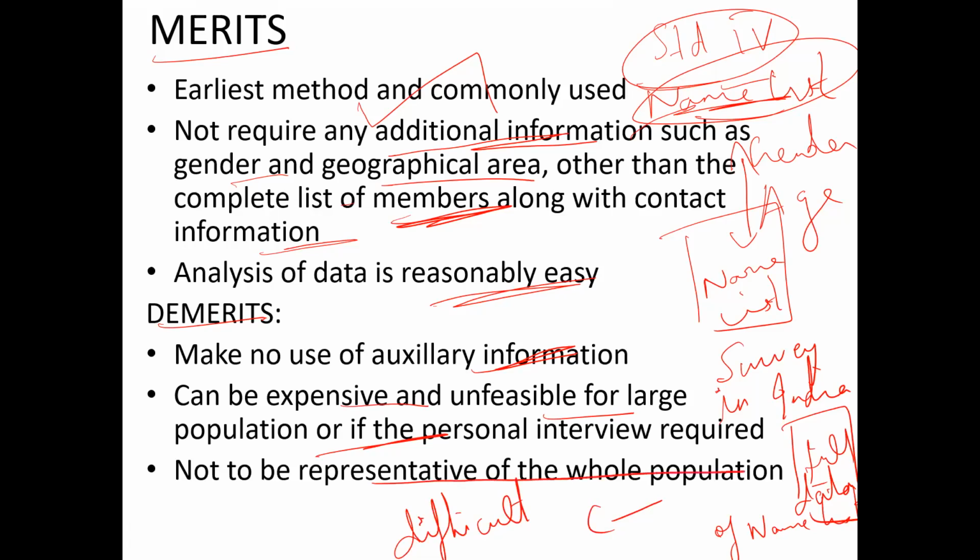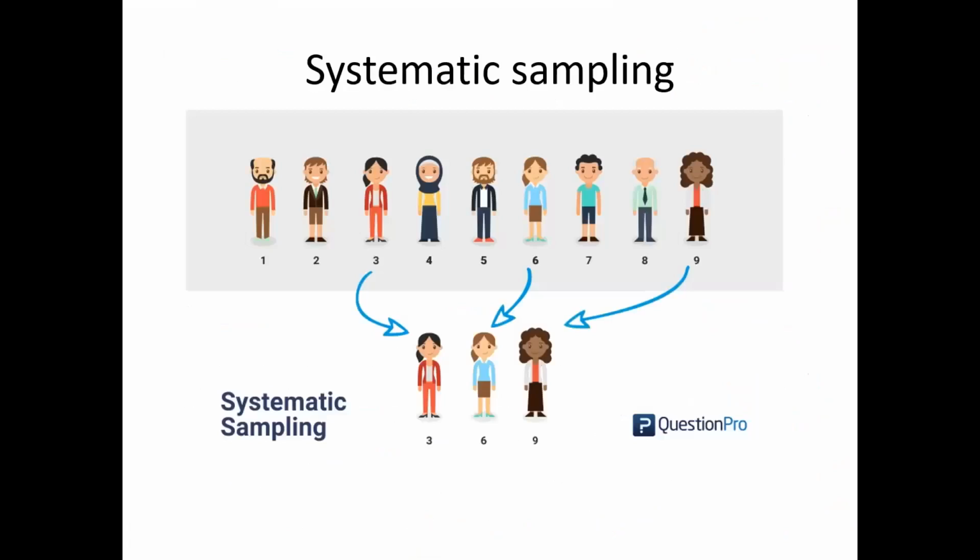Not to be representative of the whole, obviously they can't be a representative of the whole population. I randomly choose them without any information. So at that time they are not a representative of the whole population.